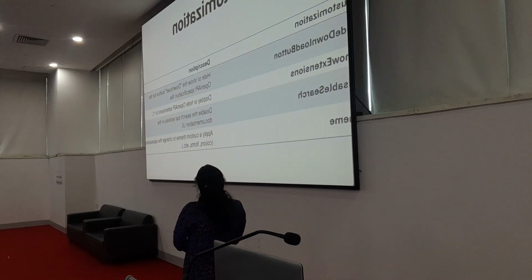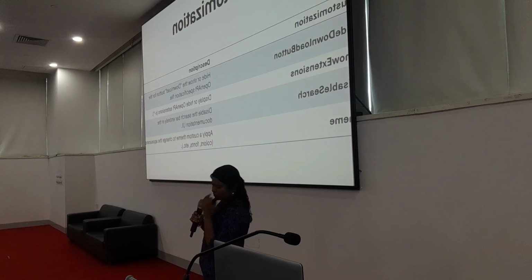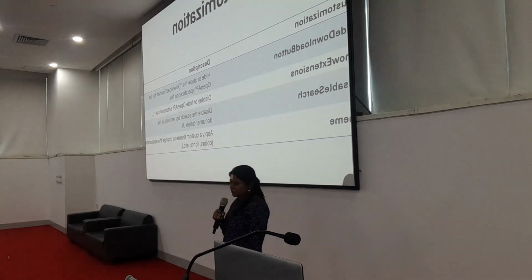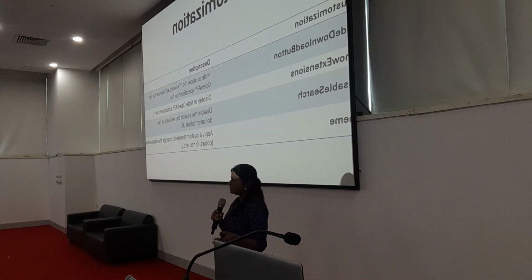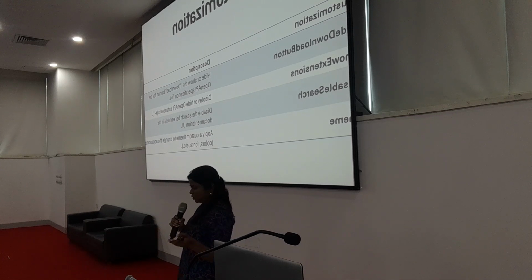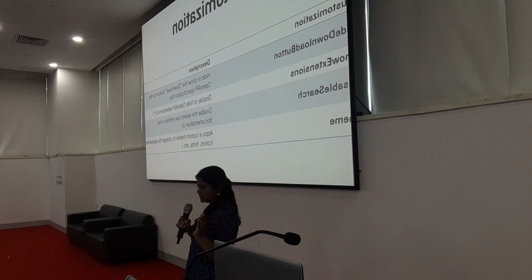So these are some of the customization options that we have worked with. For some reason, if you do not want the user to download the OpenAPI spec, you can hide the download button. By default, the download button appears in the output. If you set this to true, the download button is hidden.